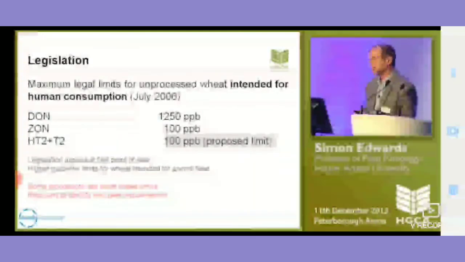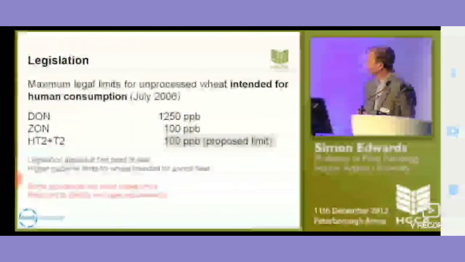And these investigative limits mean that the Food Standards Agency and food operators, so again HGCA will be taking on this remit, have to monitor HT2 and T2 in cereals and cereal products. And where they are identified to be high, they have to investigate why they are high and what they can do to reduce them.